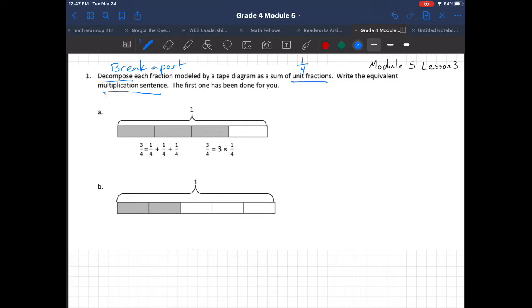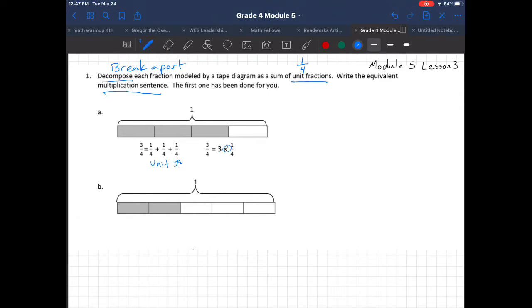Write the equivalent multiplication sentence. The first one's been done for you. So here is the unit fractions right here. And here's your multiplication sentence. So we just need to write those two sentences for each picture.